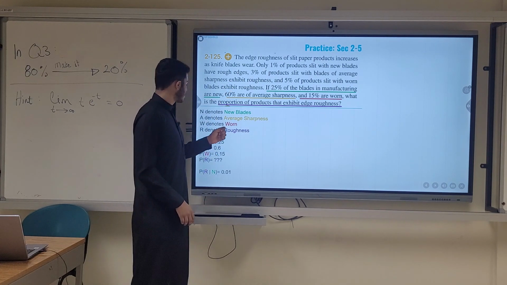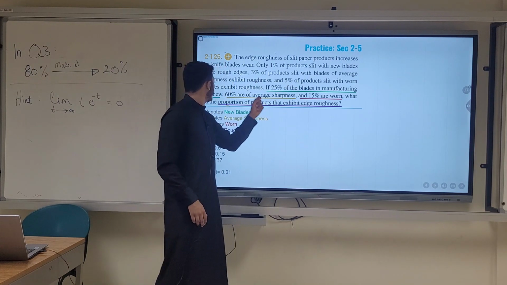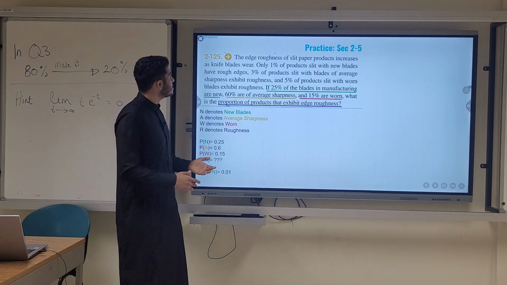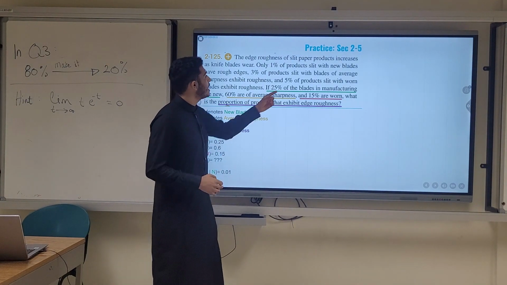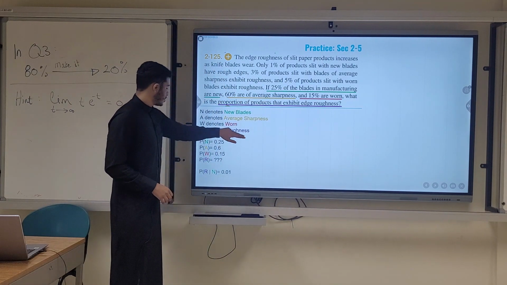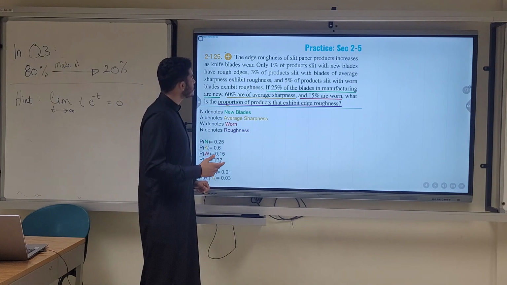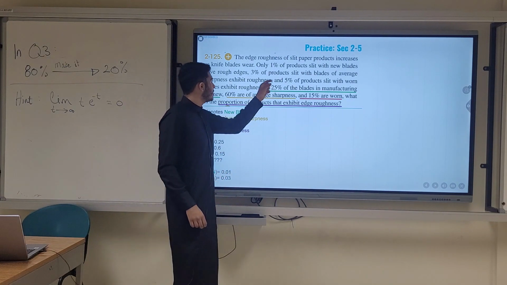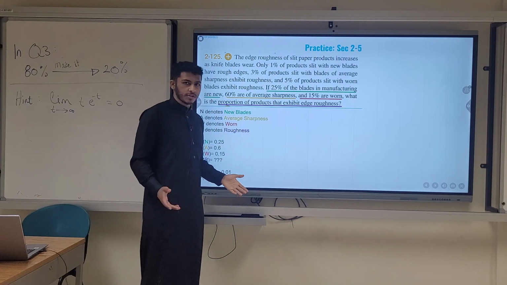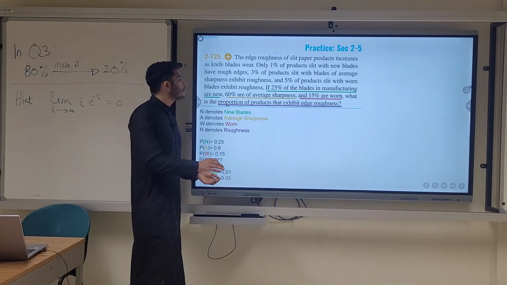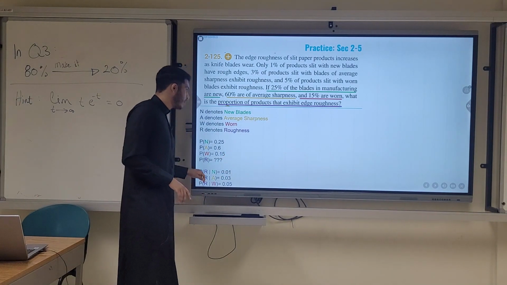Let's go for the other number, which is 3%. 3% of the products slit with blades of average sharpness exhibit roughness. Okay, so this is the probability of roughness, given that we know that the blades are of average sharpness. So we can put it here because, of course, we're going to use it to solve the question. And the last probability we have is that 5% of products slit with worn blades exhibit roughness. So naturally, this is going to be the probability of roughness, given that we know that the blade is worn. So we're going to put it here.